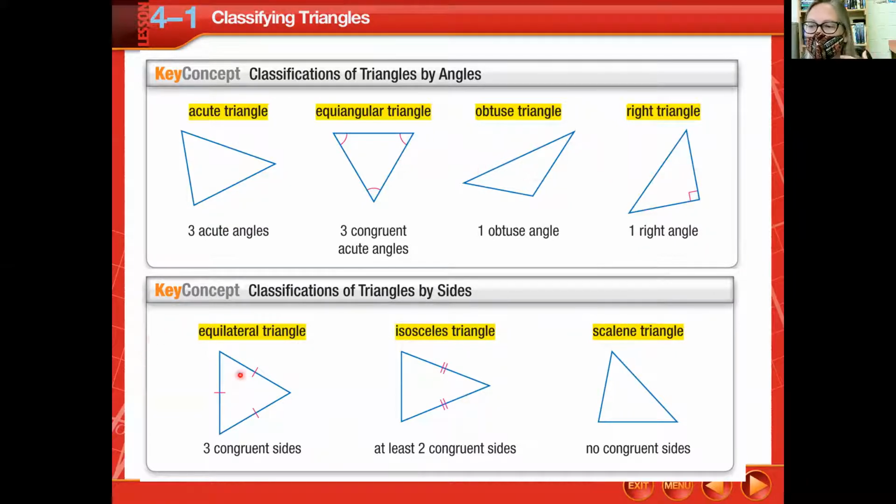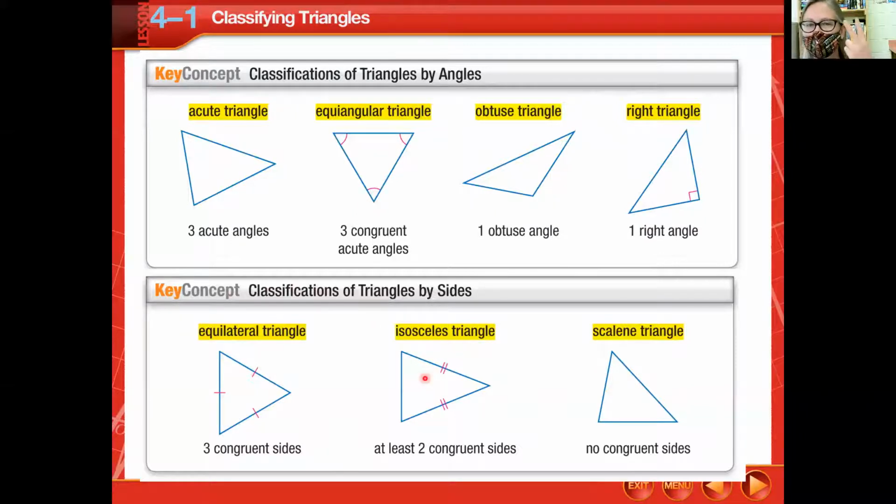You can also describe a triangle by the measure of its sides. This is called classifying triangles. Classifying by angle measure, there are 4 possible answers. Classifying by side length, there are 3 possible answers. If all 3 sides are the same length, it's called an equilateral triangle, lado, equal. So 3 congruent sides, and spoiler, every equilateral triangle is also an equiangular triangle.